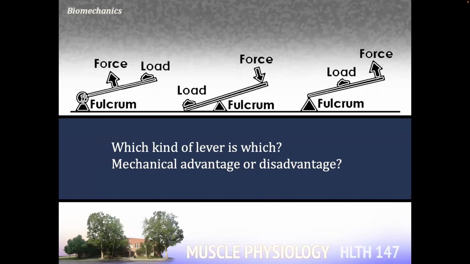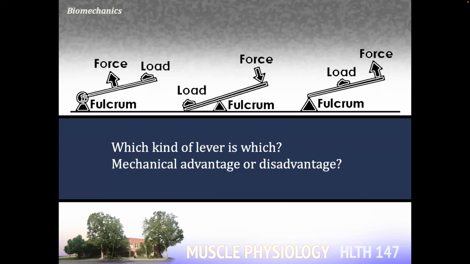Now, is there a mechanical advantage or disadvantage in the first class lever? Because remember, a first class lever can go either way. It can have an advantage or disadvantage based on where the force and load are. So in this case, the moment arm of the load is shorter than the moment arm of the muscle or of the force. The moment arm of the force is visibly longer. And so it has a mechanical advantage.